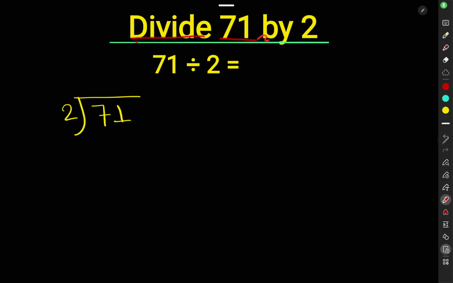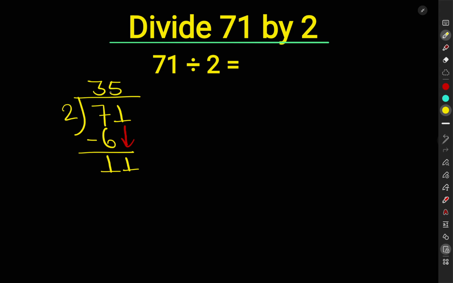Divide 71 by 2. So here we divide 71 by 2 in a long division method. So 2 times 3 means 6. On subtracting we get 1. Now this 1 is less than 2, so we bring down the number beside this 1. Now it became 11.